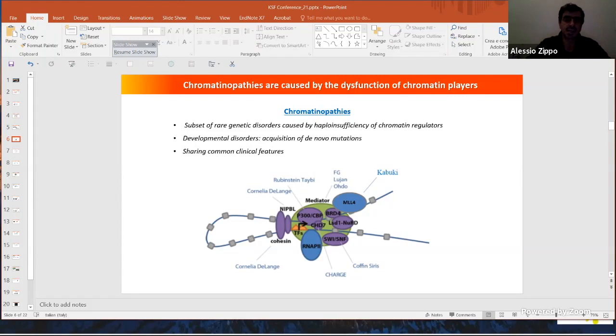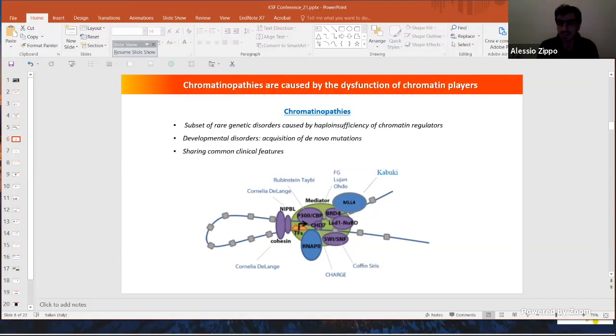Now, chromatinopathies can be seen as a group of rare genetic diseases, which are normally caused by the mutation of the genes coding for chromatin regulators. These are generally developmental disorders, meaning that the mutation may occur during development, and this de novo mutation gives rise to the dysfunction of the chromatin regulators. And commonly, these diseases share specific clinical features, so we reasoned that they may have common mechanisms of action by which their perturbation can lead to the outcome of this group of diseases.